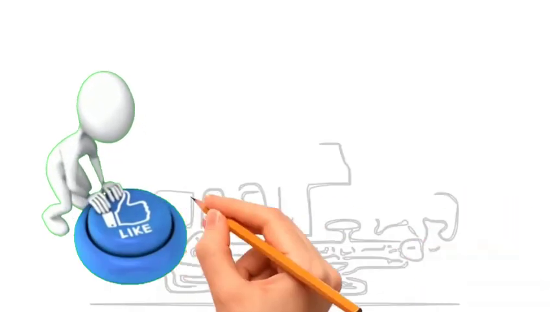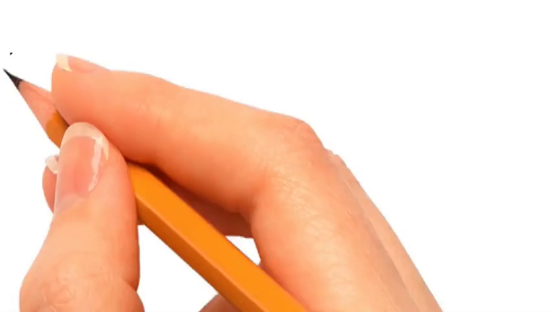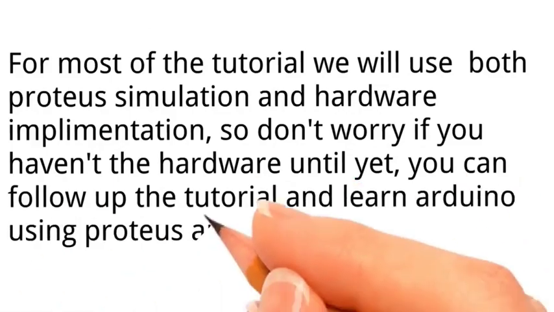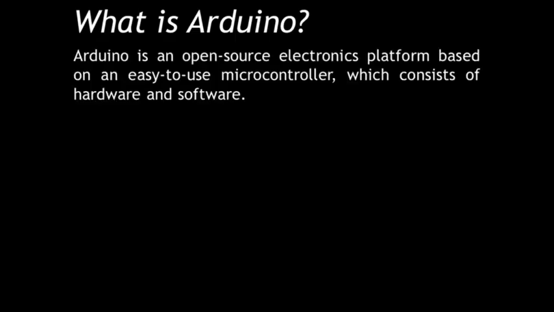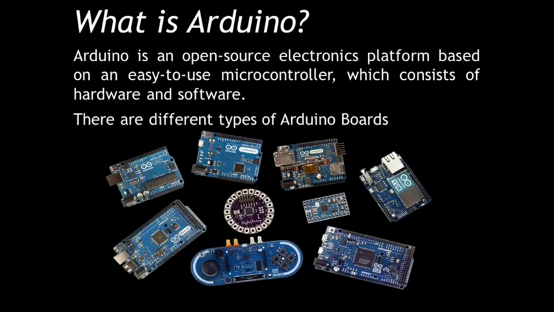If you have real hardware, it will be awesome, but do not worry. Most of the tutorials have simulation and real hardware implementation, so you can follow the tutorial without real hardware. Arduino is an open-source electronics platform based on an easy-to-use microcontroller, which consists of hardware and software. There are different types and models of Arduino boards, like Arduino Uno, Arduino Mini, Arduino Mega, and so on.